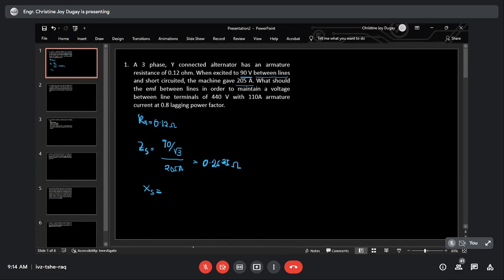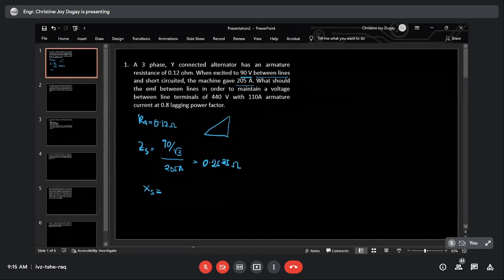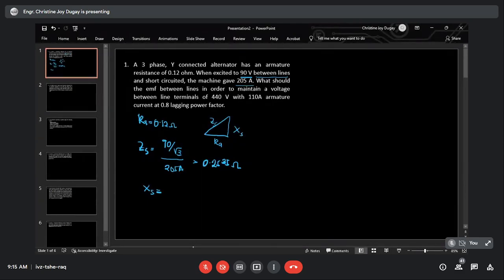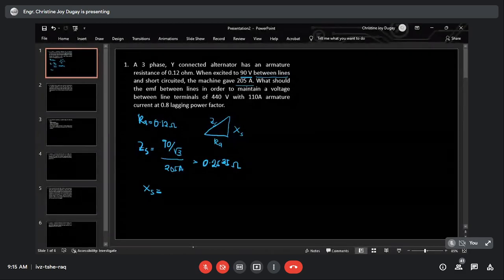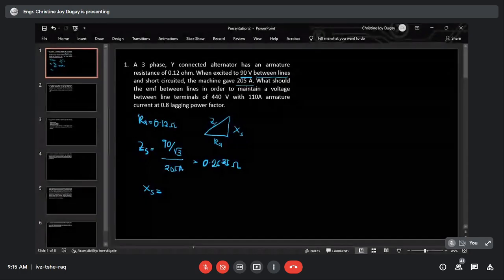Or you may use the impedance triangle. Ayan, pwede rin po yan. So yung hypotenuse po natin, that's the value of ZS. And dito sa baba po natin, that is the value of RA. And lastly, yung height po natin, that is the value of XS. So you know the value of ZS, you know the value of RA, you may solve for the angle or you may solve for the value of XS using Pythagorean theorem. Nagkakaintindihan po ba tayo? Yes or yes po? Yes, ma'am.